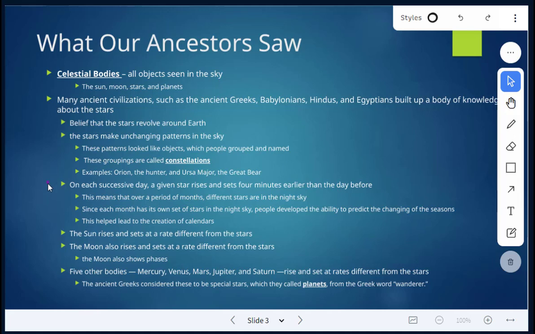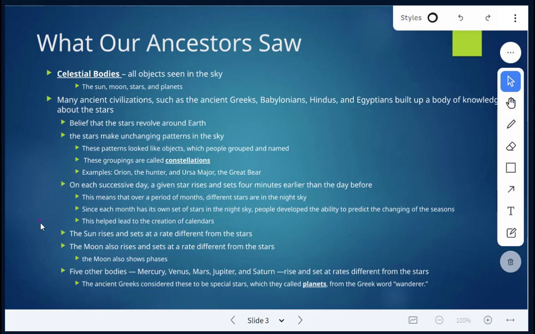So on each successive day, a given star, it rises and sets 4 minutes earlier than the day before. So that means that over a period of months, different stars are in the night sky. And since each month has its own set of stars in the night sky, people started to develop the ability to predict the changing of the seasons, and that helped lead to the creation of calendars.